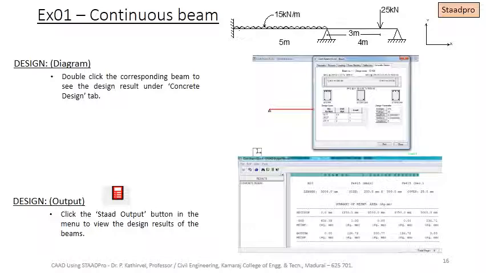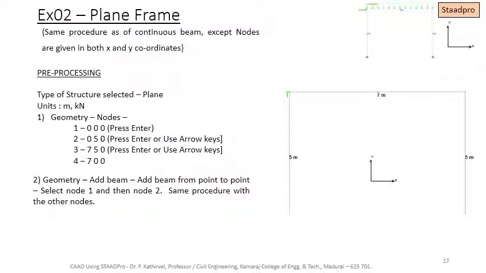The design result for both the beams are listed. So as we saw, there are 7 steps in the analysis process, and design is the 8th process that we shall see at the last commonly. And now we can go to the second exercise, which is plane frame.